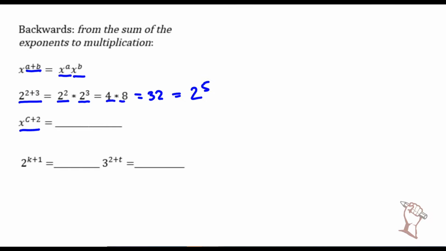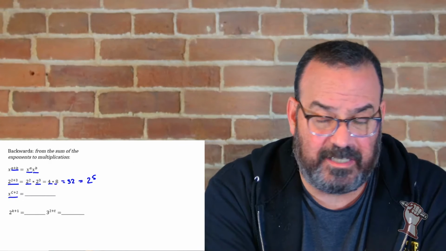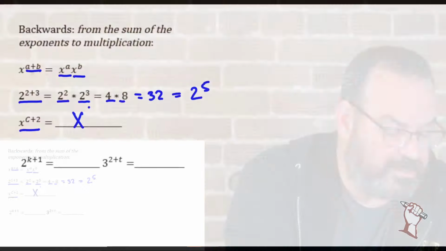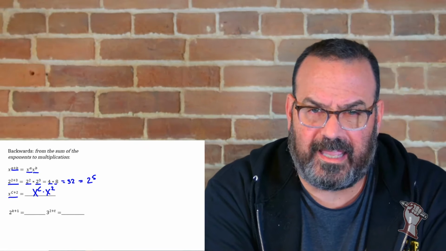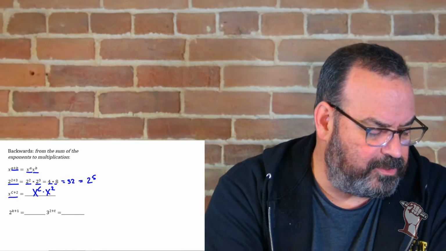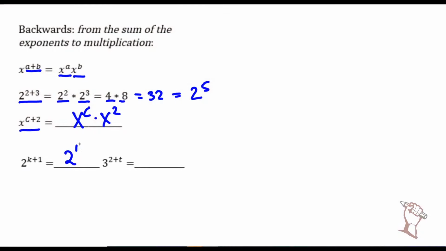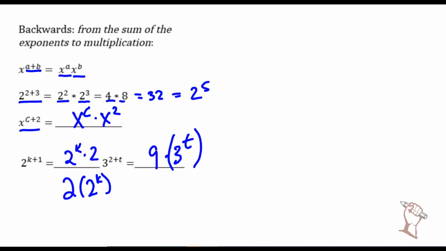Let's practice one now. X raised to the power c plus 2. That's x to the c times x squared. They like 2, and it's very interesting, 2 to the k plus 1. Students ask me what to do with this all the time. Well, it's 2 to the k times 2, which would actually be written 2 times the quantity 2 to the k. Same thing with 3 raised to the 2 plus t. I get 9 times 3 to the t, and would probably put that in parentheses.